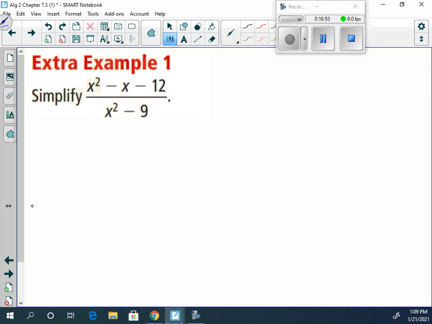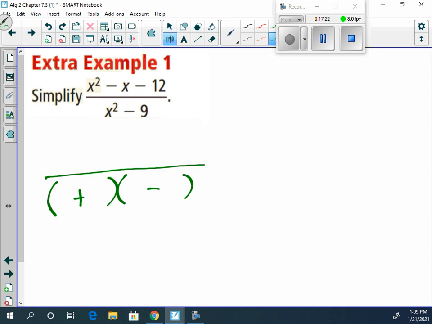Let's look at another one. We're going to look at a few of these today. We have x squared minus x minus 12 over x squared minus 9. Do we want to factor the numerator or denominator first? Denominator, x squared minus 9. Well, that would be a difference of perfect squares.